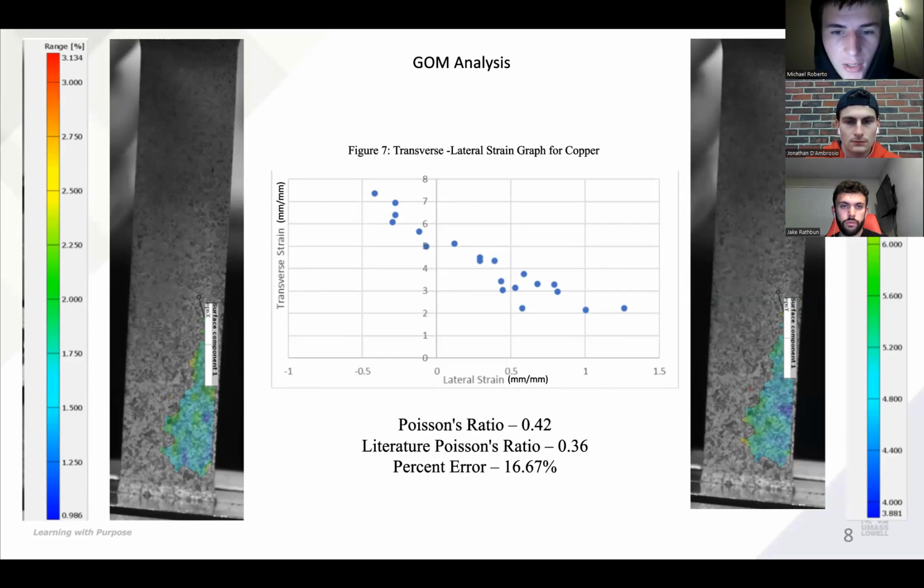In the middle, there is the transverse lateral strain graph for the copper. From this plot, you can see that there is a negative linear correlation between the lateral strain and the transversal strain, meaning as the lateral strain increases, the transversal strain decreases. From this, we got a Poisson's ratio of 0.42. The literature value is 0.36, and the percent error is 16.67%.